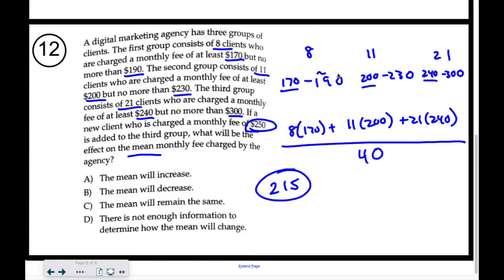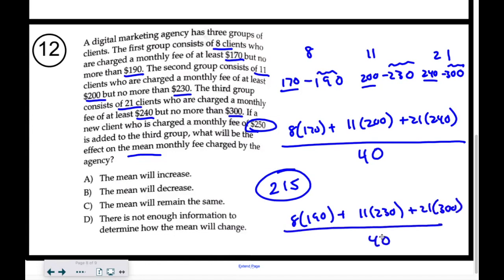Now imagine that I do the highest value. All right. So that's going to be 8 times 190 plus 11 times 230 plus 21 times 300. And again, all over 40. So let's do that. 8 times 190 plus 11 times 230 plus 21 times 300. And if I divide that by 40, I get 258.75.